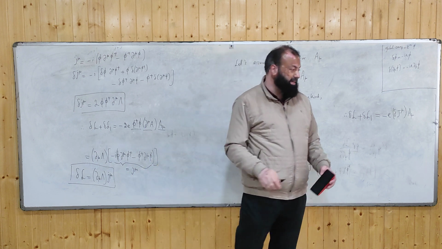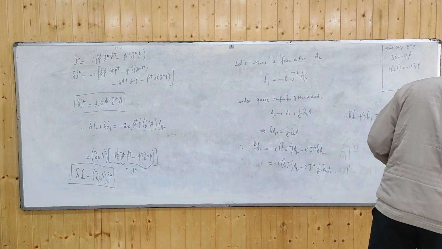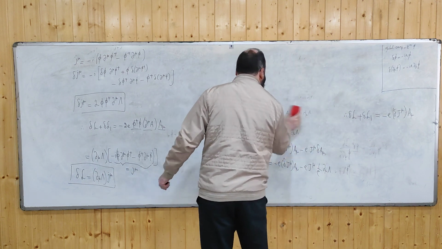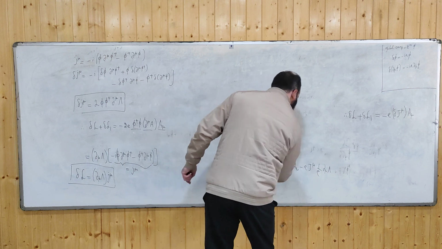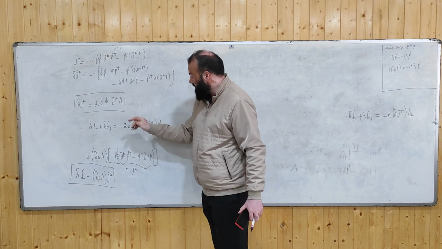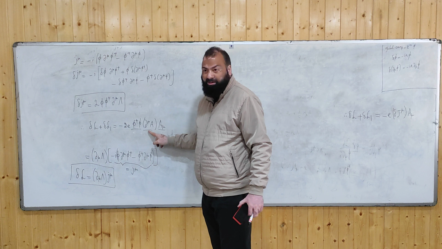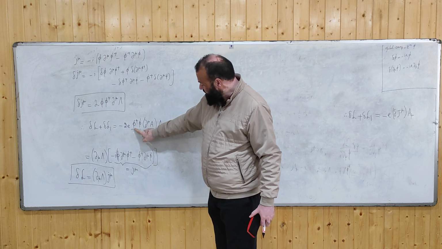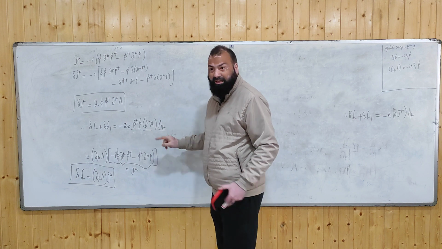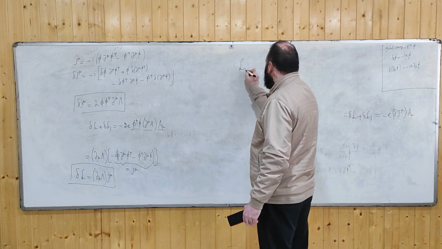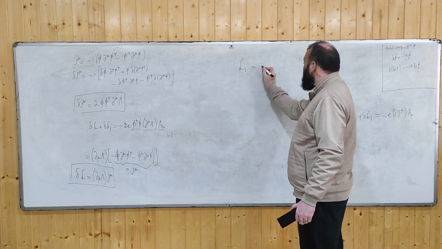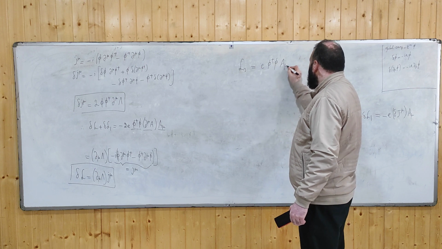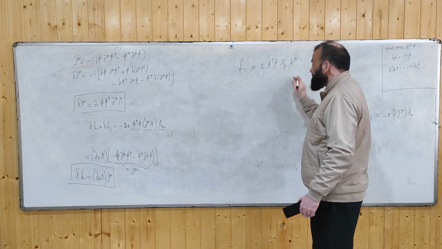Got it? Okay, so let me write it. Therefore I need to introduce this term. And this partial mu lambda comes from where? It comes from the transformation rule. So my term should be proportional to phi dagger phi and A. Clear? So let me introduce a term L3, which is equal to E phi dagger phi A mu A mu.